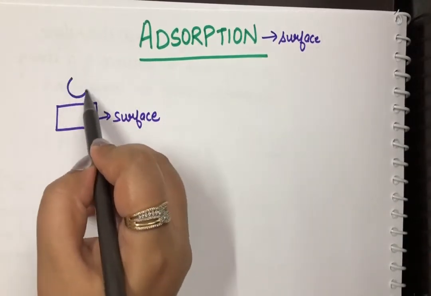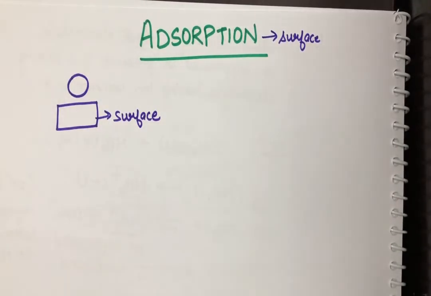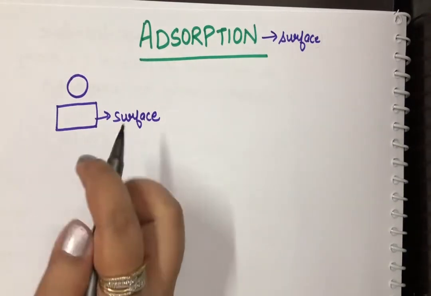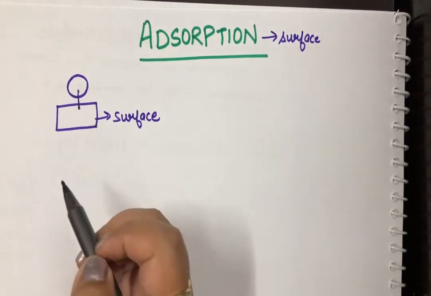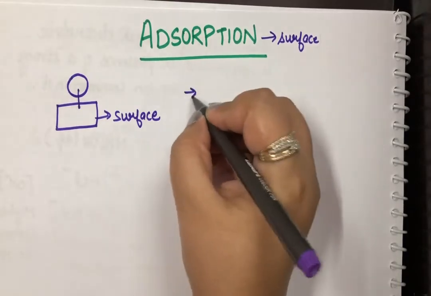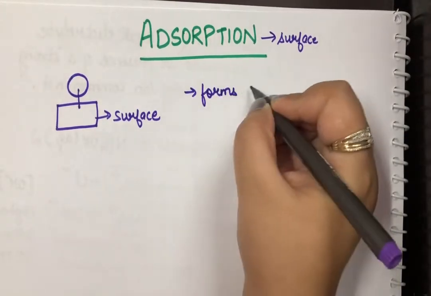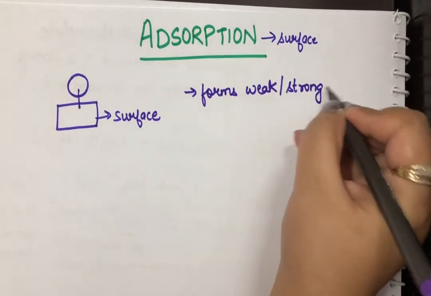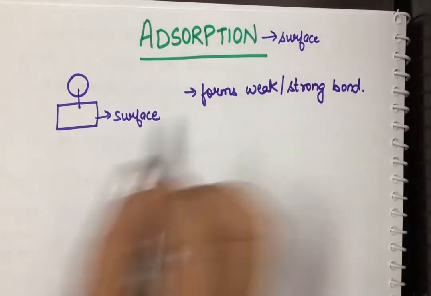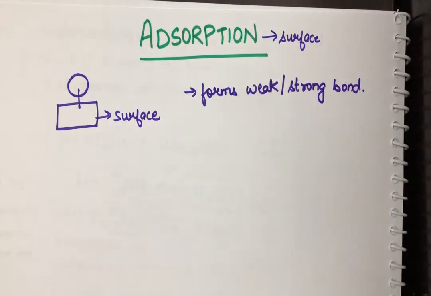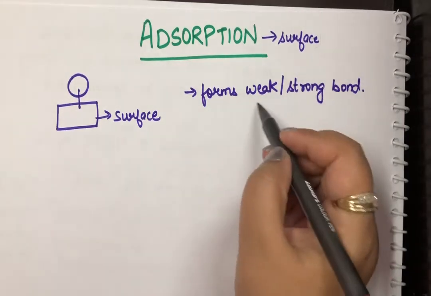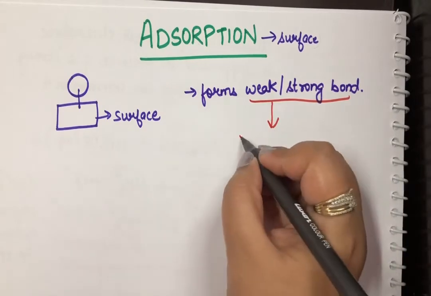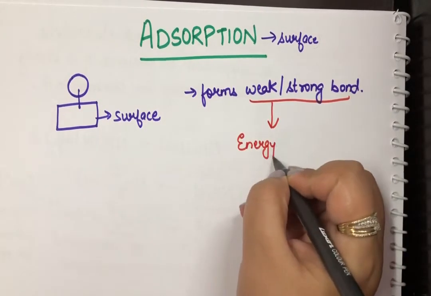and there is a molecule here, right? So now what will happen? There is going to be a formation of a bond here, right? I can say that it forms, let's say, a weak or strong bond with the surface. That completely depends upon what is the surface and what kind of a molecule is getting attached to it. So if that is the case, then we know that the moment the bond is going to be formed, the energy is going to be released.